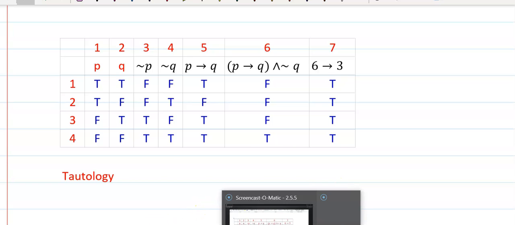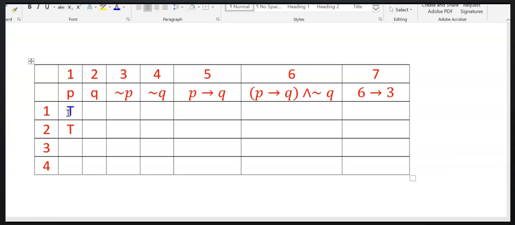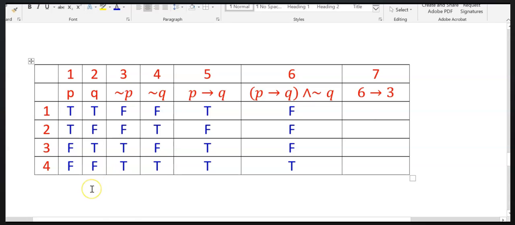Now, see again how the table is constructed. P is double T, double F. Q is TF, TF, TF. Negation of P is double F, double T. Negation of Q is F T F T. P implies Q: first is T, second is F, T, T. Next is the AND between 4th and 5th. That is F, F, and this is true. And now 6 implies 3. This is true and true. And in this case, it is a tautology.